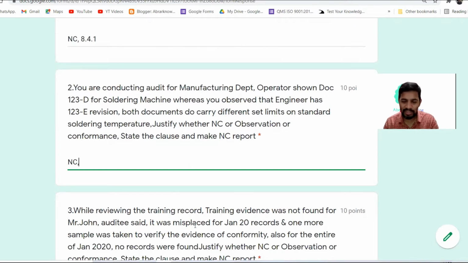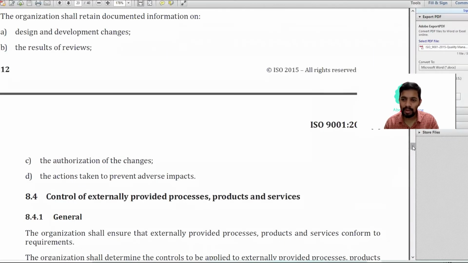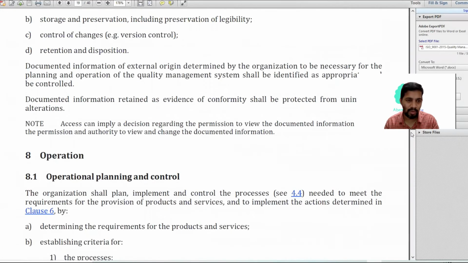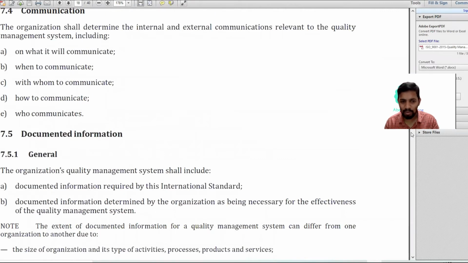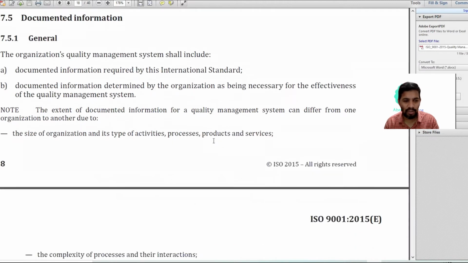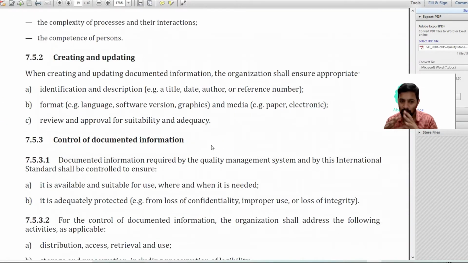So let us go to the standard 7.5.2. Either you can go to 7.5 documented information. You can even go for 7.5.2 or 7.5.3. Here the documents are there, created and updated. But the problem here is what we need to evaluate. The document is there. You saw that there were 2 documents, D and E versions. So both are there.